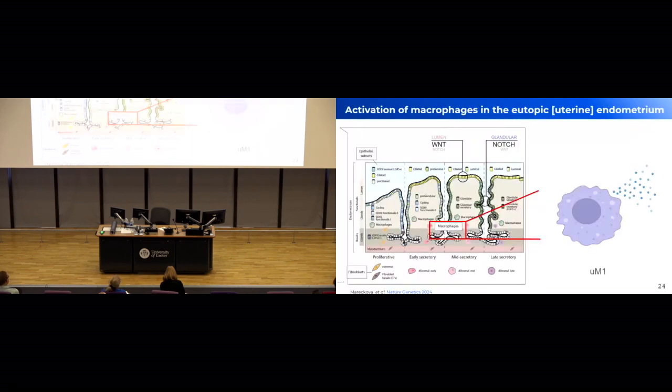So when looking at the genes, what we could see is that these macrophages, instead of dampening the inflammation across the menstrual cycle, as it happens in the normal uterus, in endometriosis, there is a sustained inflammation that could explain some of the phenotype that we see in those women.